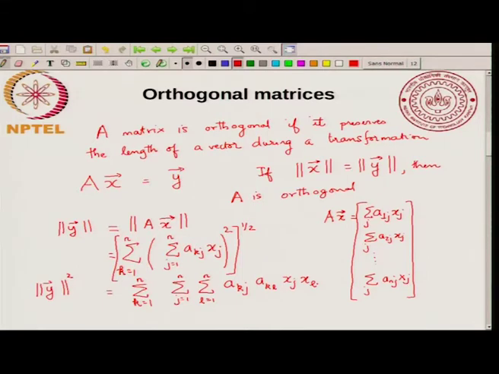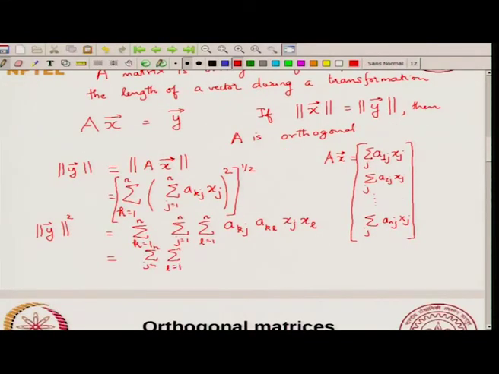So, if this has to be an orthogonal matrix, this whole thing should be exactly equal to sum over xj square. And so, what that implies is that, if I change the order of the sums, what I will get is sum over j equal to 1 to n, sum over L equal to 1 to n. And what I have is an xj xl, and then I have a sum over k equal to 1 to n A kj A kl.